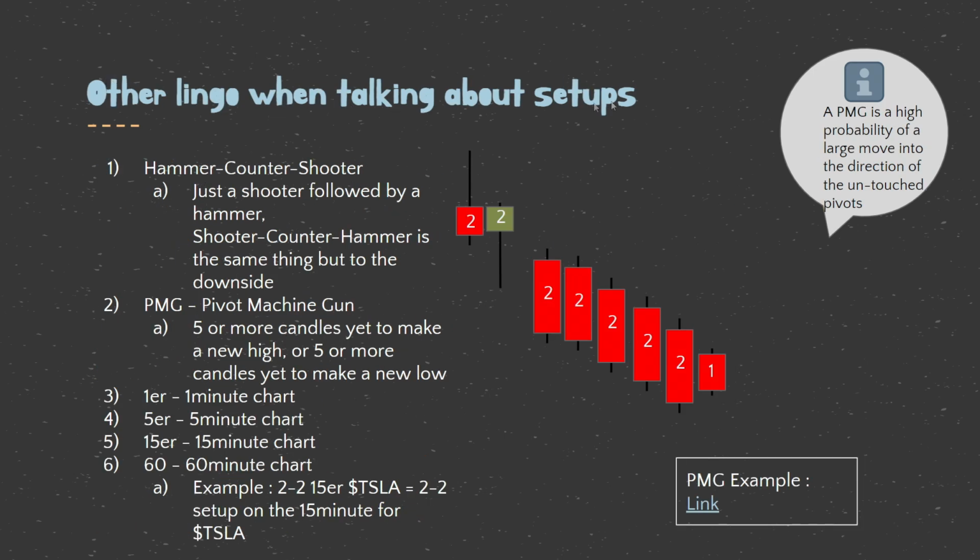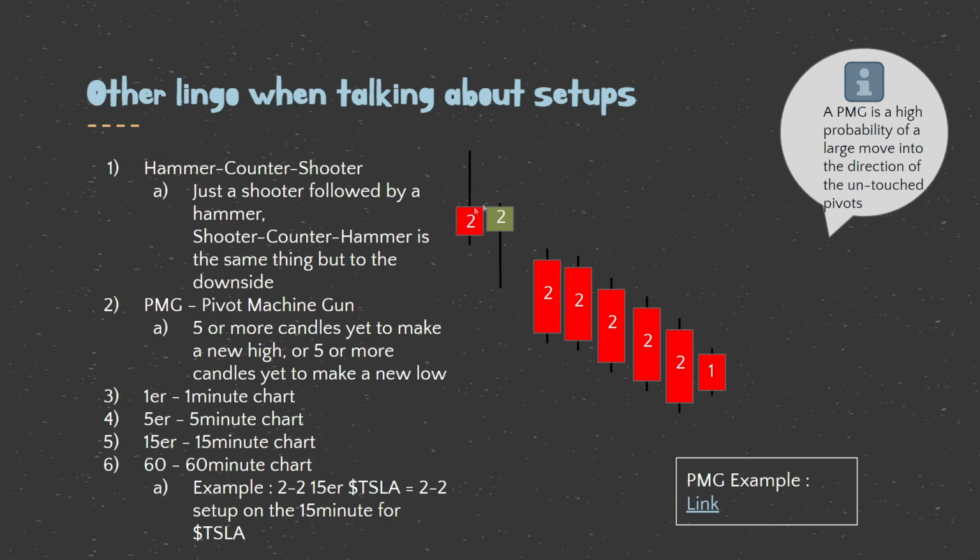So there's some more lingo when we're talking about setups, and we'll get into that in the actual signals part of this. So we have hammer counter shooter, and it's just a shooter candle followed by a hammer. So you can see we have a shooter and a hammer. And all that means is we came up here, trapped everyone long, and then they got stopped out. Then we came down here, trapped people short, and then they got stopped out. So all the market participants are just sitting on the sidelines like, what the heck is going on? And then normally you'll get the 2-2 back to the upside, and that will be the actual move.